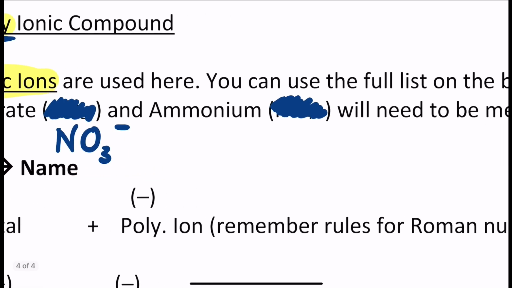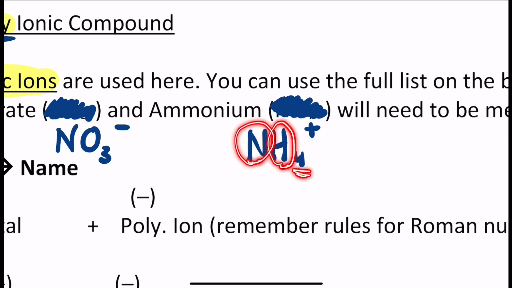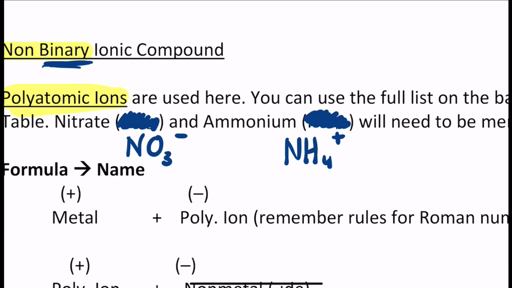Ammonium is NH4 with a 1 plus charge. So that means there's 1 nitrogen in a single ammonium. There's 4 hydrogens in a single ammonium. And the entire ammonium will have a 1 plus charge. Okay, so that's what that means. These are two things that, if you're able to recognize them, speed up a lot of examples.